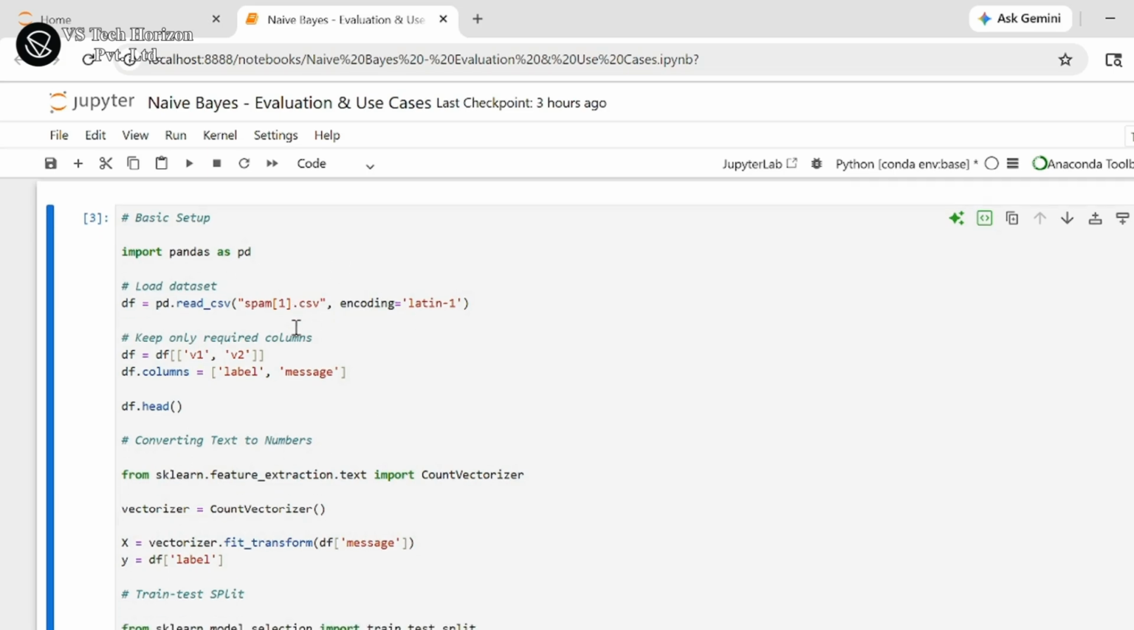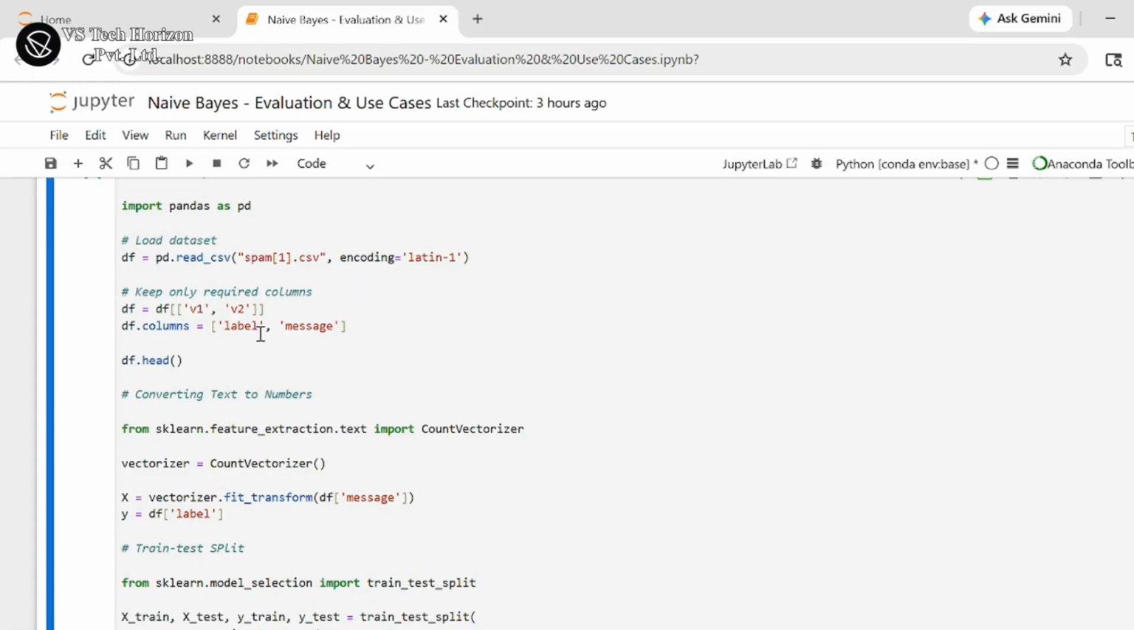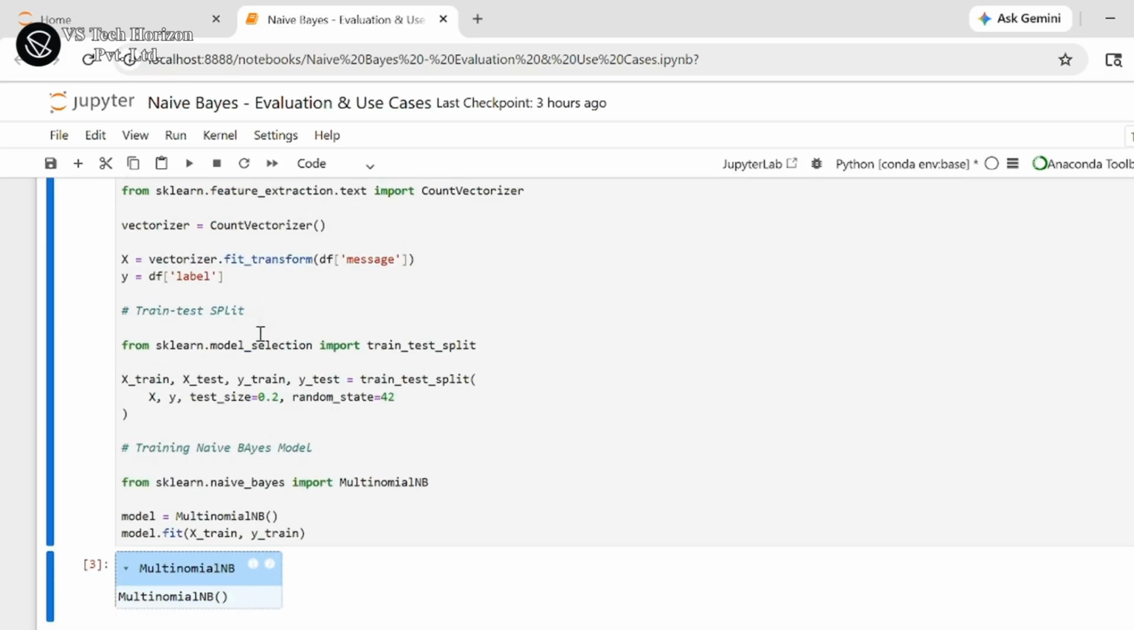Here, as we can see, we have already completed the basic steps such as loading the dataset, converting text into numerical form, and training the model. So let's directly focus on the evaluation part.